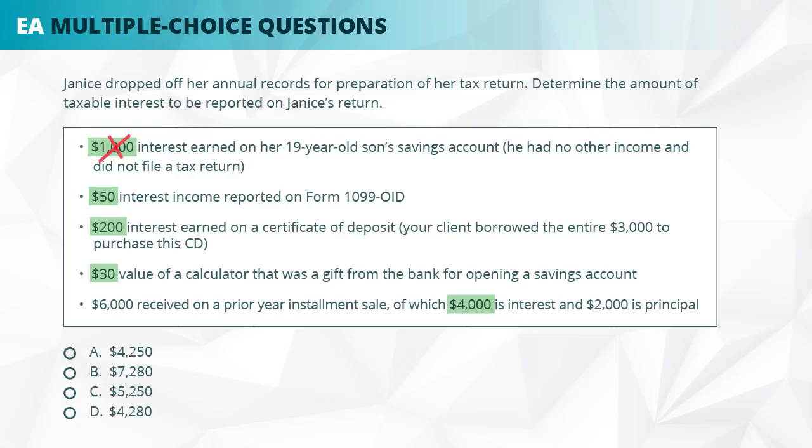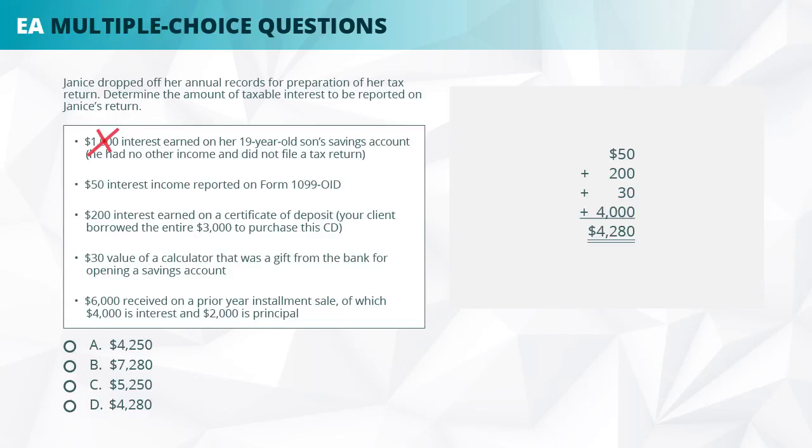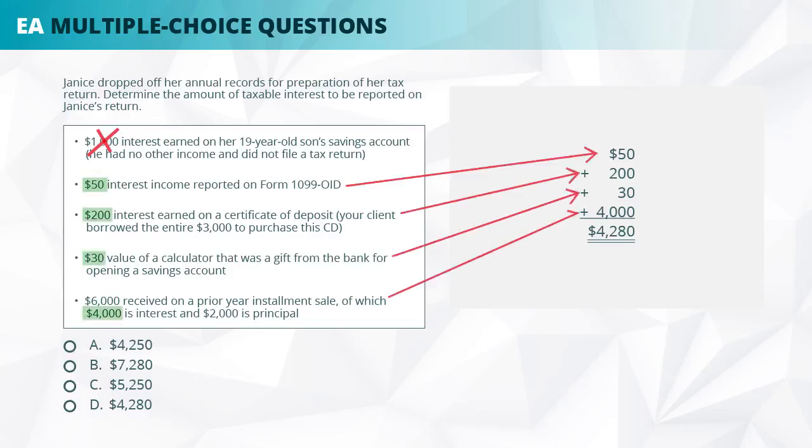So, among all the bullet points, only the first bullet point, interest earned on the 19-year-old son's savings account, is not included as taxable interest. As a result, the total taxable interest on Janice's return should be $50 plus $200 plus $30 plus $4,000, which equals $4,280. Looking at our answer choices, the answer is D.